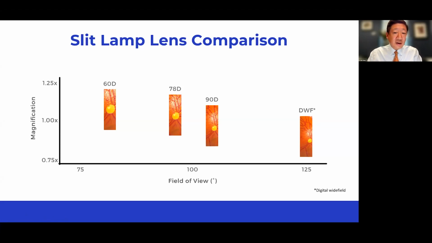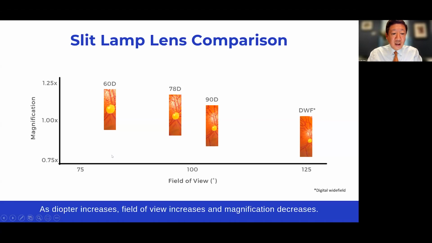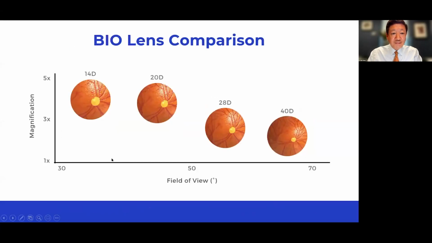Again, looking at subretinal fluid versus a choroidal neovascular membrane versus retinal edema and pre-retinal hemorrhage can all be appreciated using the slit lamp, and the fact that the beam is narrowed gives you a better idea of the contour of the retina. So as the diopter number increases, the field of view increases, but magnification decreases.